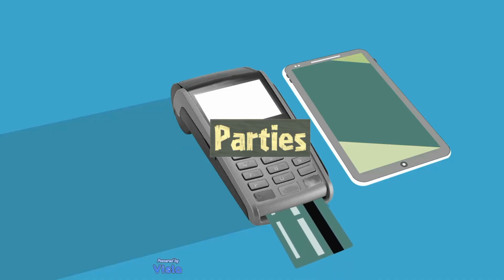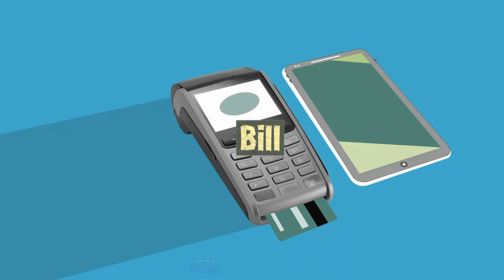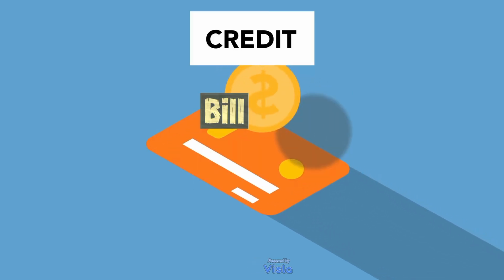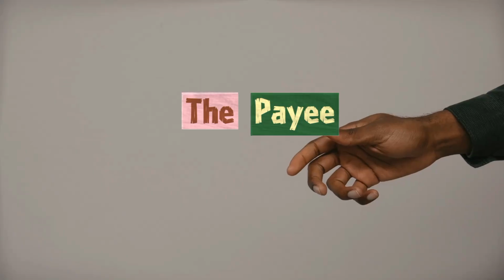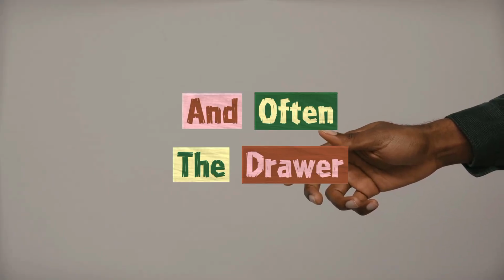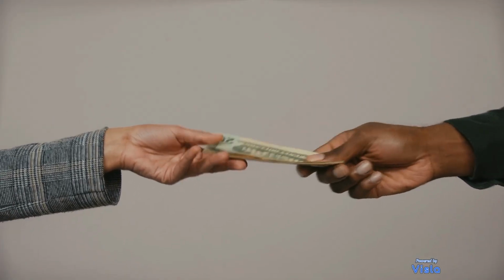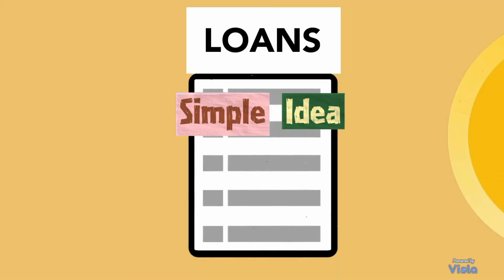There are three key parties. The drawer creates the bill, usually the seller or creditor. The drawee accepts the bill and owes the money, usually the buyer or debtor. The payee receives the money, and often the drawer and payee are the same person. Simple idea. Powerful tool.